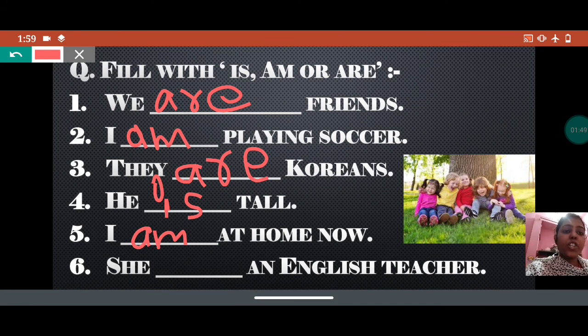Number 6, she dash an English teacher. She is an English teacher. Why is? Because she is a singular noun. She is used for a singular female person. So for singular nouns we use is. She is an English teacher.